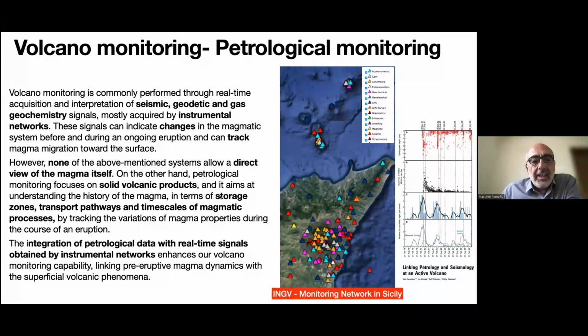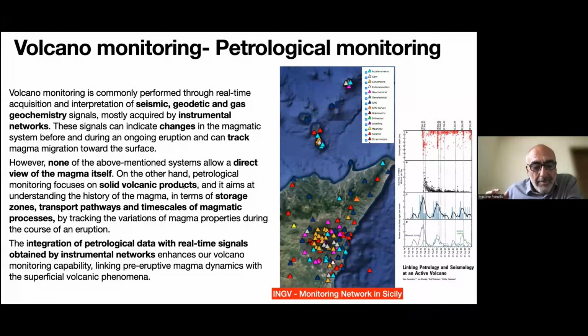However, geophysicists in general don't see the magma. None of the above-mentioned systems allow a direct view of the magma itself. On the other hand, the petrological monitoring focuses on solid volcanic products.